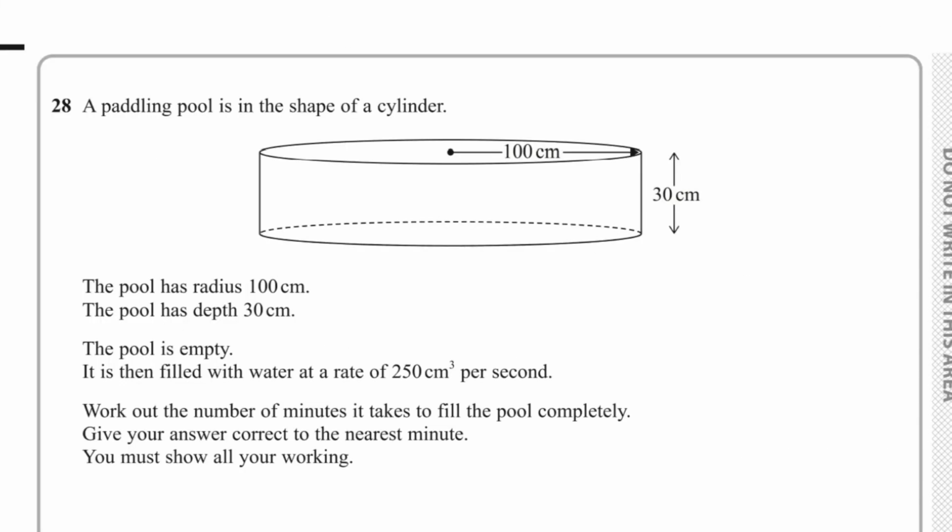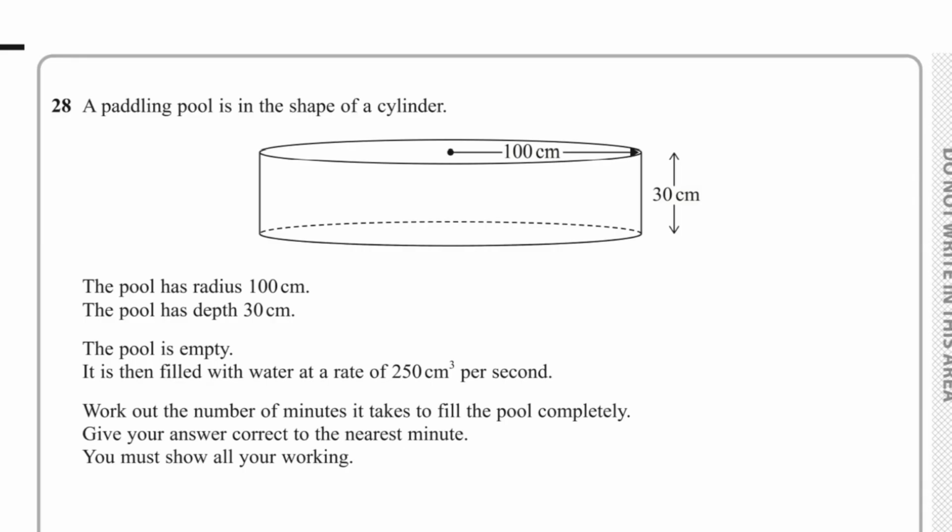Question number 28. A paddling pool is in the shape of a cylinder. The pool has radius 100 centimeters and the pool has depth of 30 centimeters. The pool is empty. It is then filled with water at a rate of 250 centimeters cubed per second. We have to work out the number of minutes it takes to fill the pool completely. Give your answer correct to the nearest minute. You must show all your working.